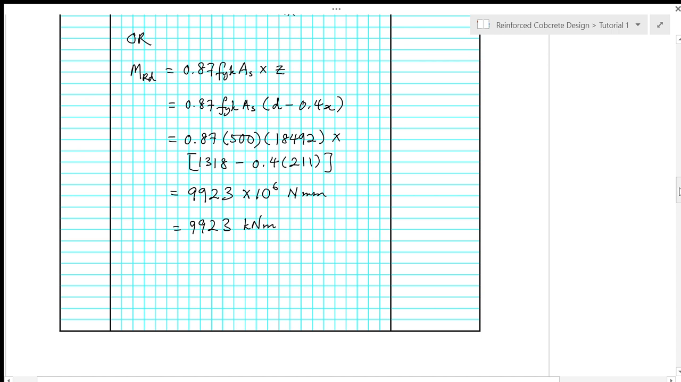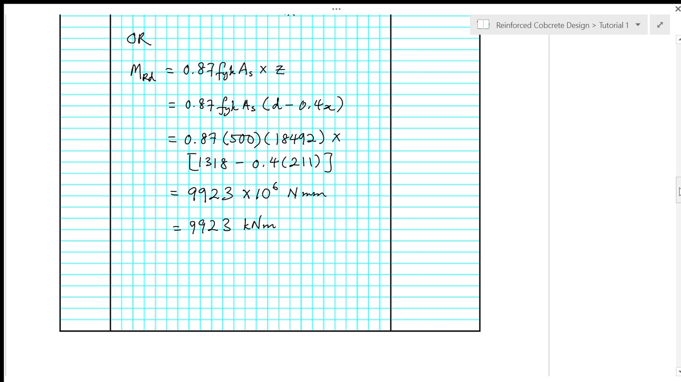Alternatively, we can calculate the moment of resistance using the steel tension. In this case, we use the tension force in the reinforcing steel multiplied by the moment arm. In this equation here, we substitute all the known values for fyk, As, d, and x, and we get 9,923 times 10 to the power of 6 Newton millimeter. So we convert to kilonewton meter, it is 9,923 kilonewton meter.